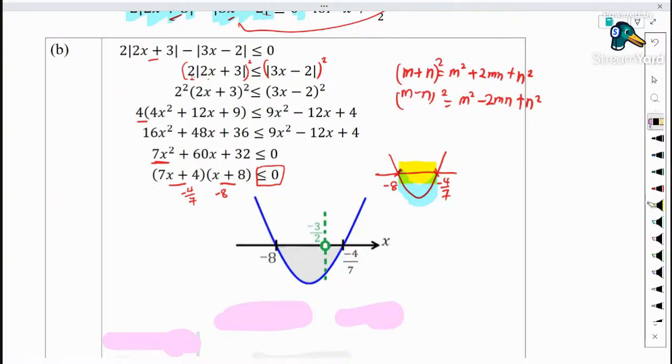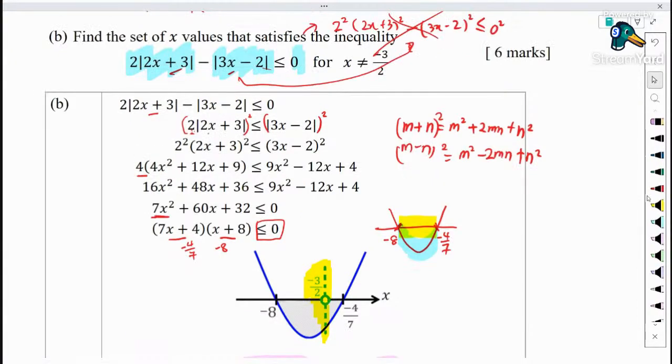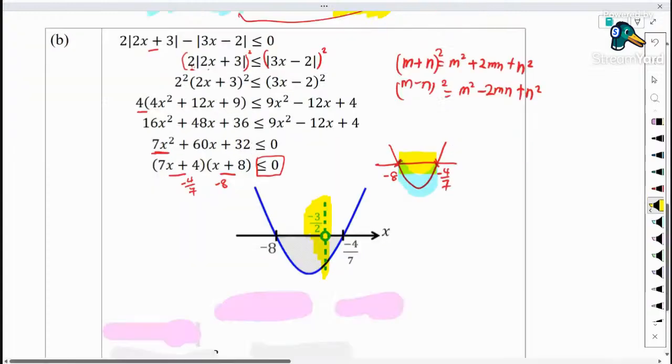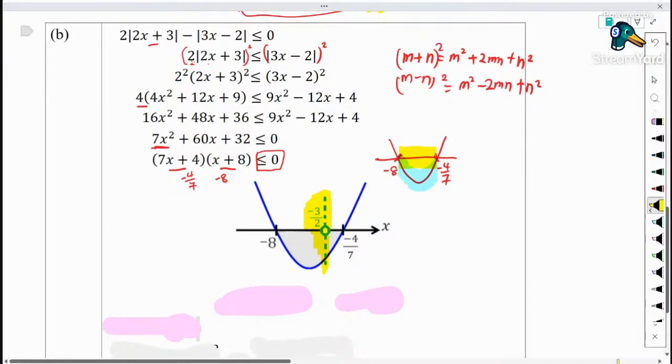So this is the graph, and please be aware of why there is one extra dotted line in my drawing. It is because of a condition you may have forgotten after getting so excited about the calculations: the question says that x shall not equal negative 3 over 2, and negative 3 over 2 happens to be within the region that I shaded. So here is the position of negative 3 over 2. I need to exclude this value from my solution.